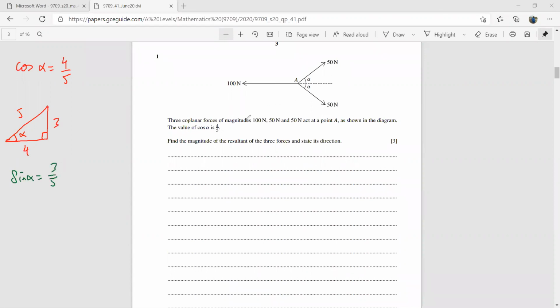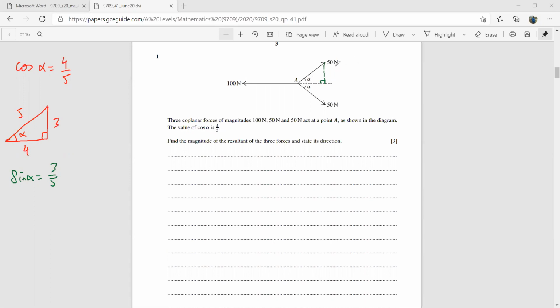It says find the magnitude of the resultant of the three forces and state its direction. This time we're not given that the three forces are in equilibrium. Instead, we have to find the resultant magnitude and its direction. This 100 Newton force is already a horizontal force, so we don't have to resolve it, but we'll have to resolve the forces of 50 Newton.